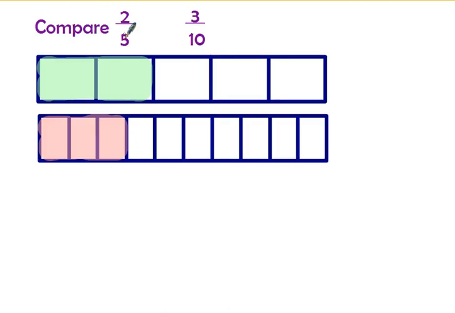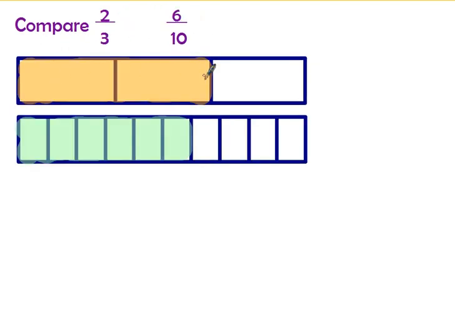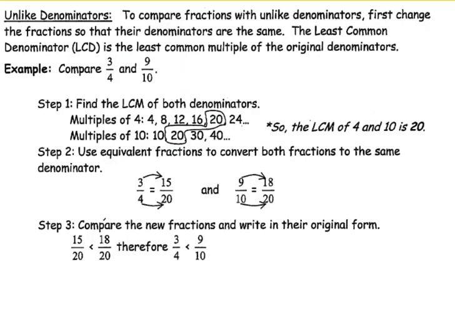What if the denominators are not the same? Again, if you draw a picture, they'll be easy to compare. 2/5, you can see, is greater than 3/10. You can see that 2/3 is greater than 6/10. But what if you don't draw a model? How can we compare them?